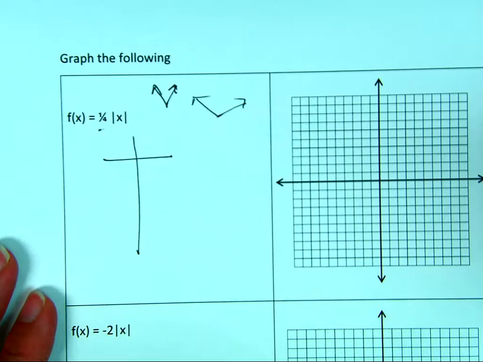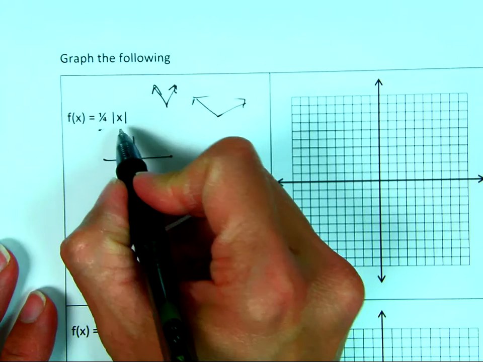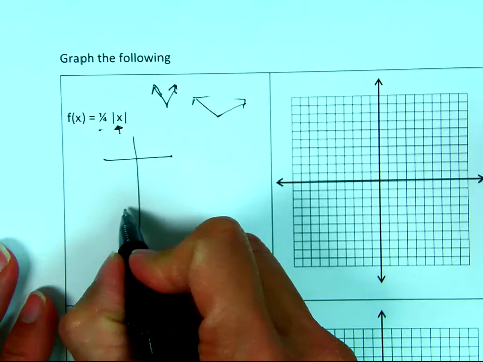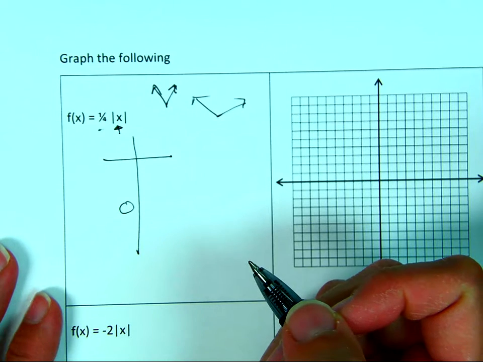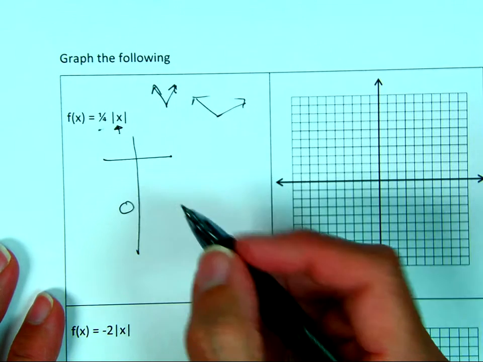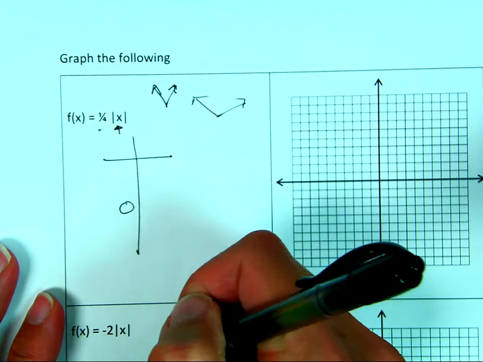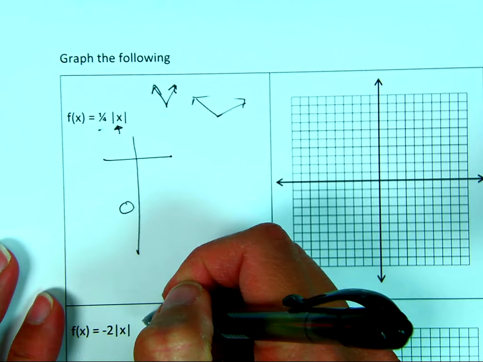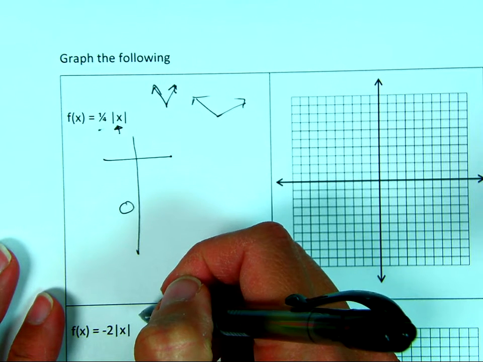So what are we going to do? We're going to make a table of points. Whatever makes the inside of the absolute value 0 is usually what I put right there in the middle. And then I choose points left and right. So I'm going to choose some negatives and some positives. I like to be smart about how I choose points.